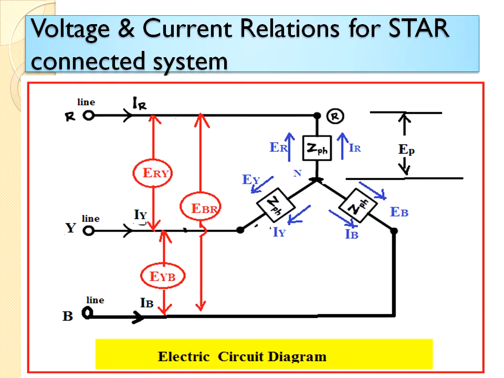You observe here, in between any two lines, for example ERY is the line voltage. You give the concentration across phase values. ER and EY, there are two phase EMFs but opposing each other. See there, ER is moving upward, EY is moving downward, opposing each other. Hence ERY is the vector sum of two concerned phase EMFs, ER minus EY.